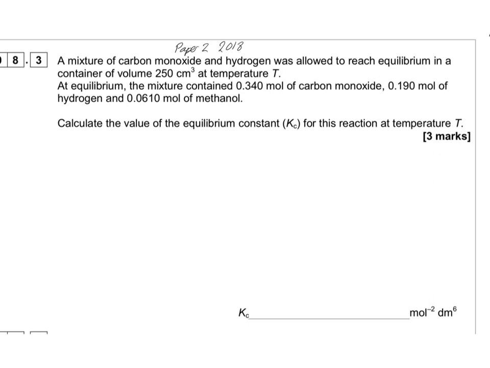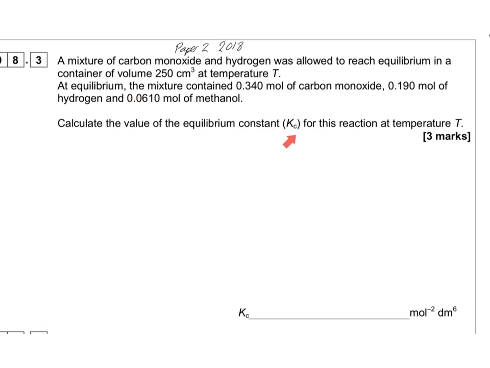Let's now look at an example of a question from a recent paper 2. So this was from paper 2, 2018. In this question it tells us that we've got some carbon monoxide and hydrogen allowed to reach equilibrium in a container. There's the volume in centimetres cubed, and they've given us the temperature because we know that the value of any constant is affected by the temperature. They've given us the equilibrium amounts in moles, and they've given us the volume.